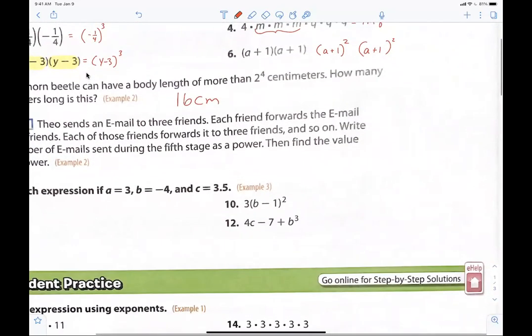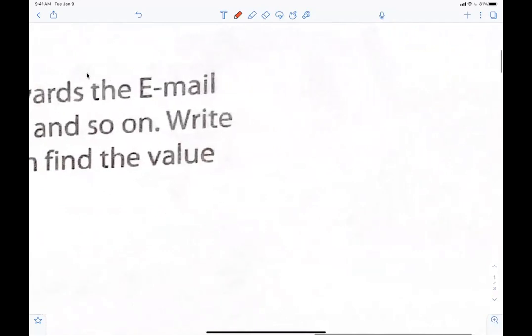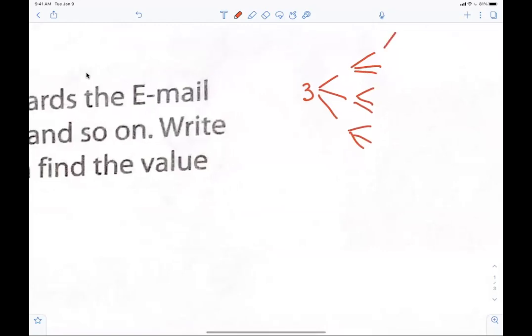So you have 3 people, and you send out 3 emails. And then these 3 people send out what? 3 emails. And then these send out what? 3 emails. So can someone tell me how I would write that? Would it be 3 to the 5th power?